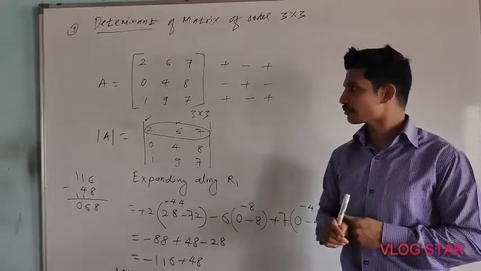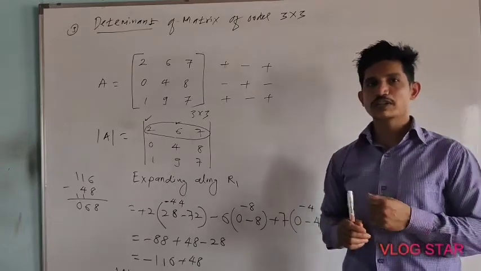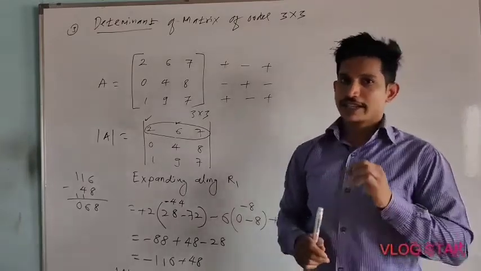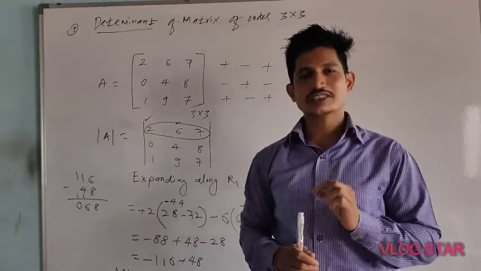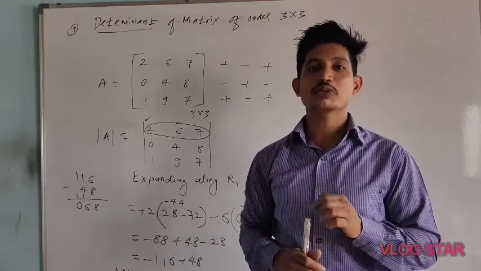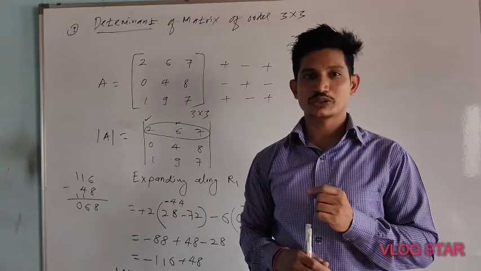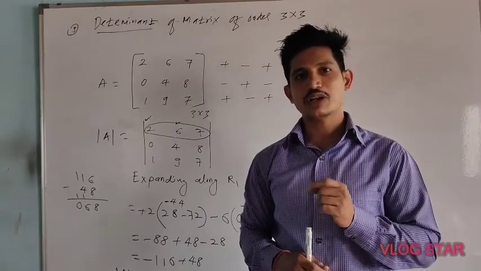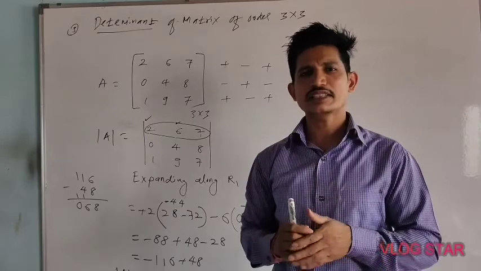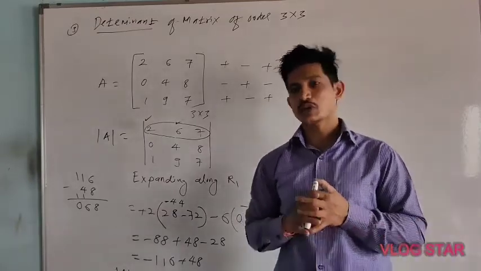Okay. Now one important note I will tell you: expand along such a row or such a column which is having more zeros. Means whichever row or column is having more zeros, along that row or that column you expand. That we will see in the next class. Okay. So we stop here.